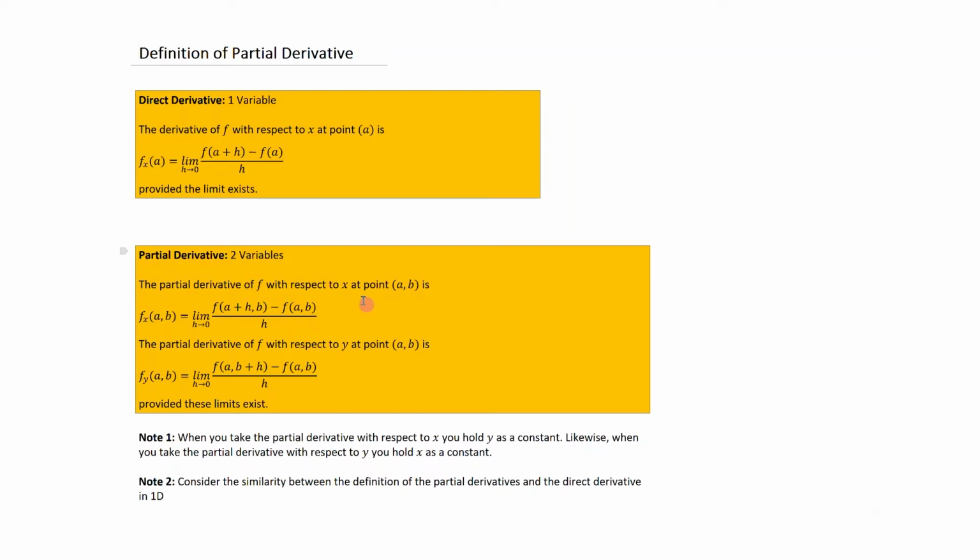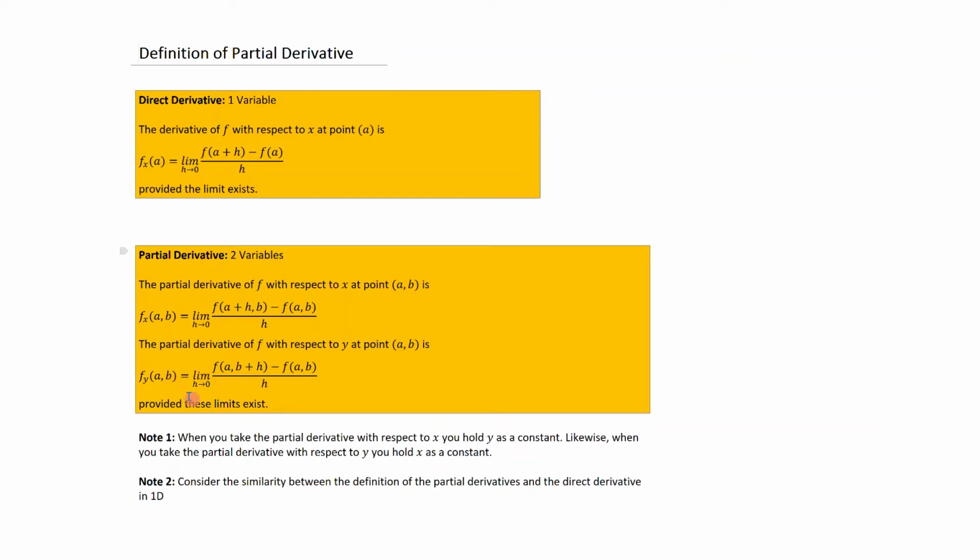And this will be evaluated at some point a, b. And so if we're taking the partial derivative with respect to x, then we're evaluating x at a plus h, b is held at some constant value, minus the function itself evaluated at a and b, divided by h. Similarly, if we're dealing with the partial derivative with respect to y, then what we're doing is perturbing the y component, so this becomes f of a, b plus h, minus f of a, b, divided by h. And both of these basically exist, provided the limits exist.